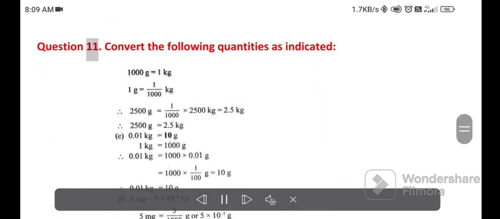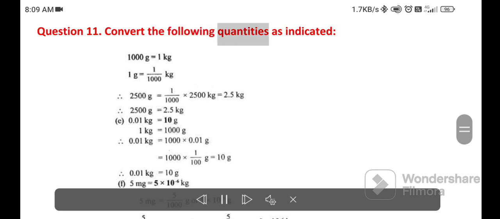Question 11. Convert the following quantities as indicated. Answer.